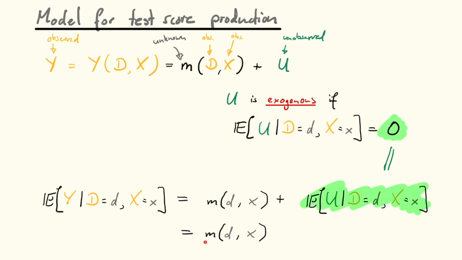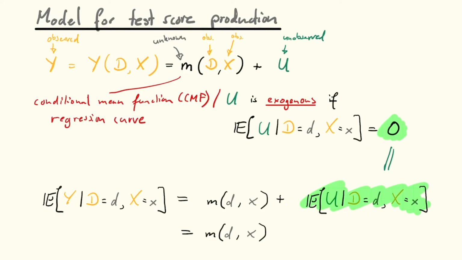We've now shown that m gives us the population average, or the mean of y for given d and x. A good name for m is therefore to call it the conditional mean function. We can abbreviate this by writing CMF. For reasons that will become apparent soon, we sometimes also call m the regression curve.